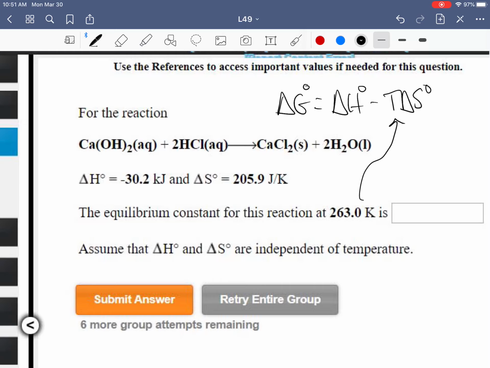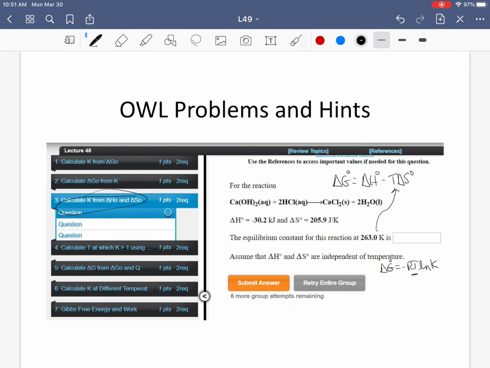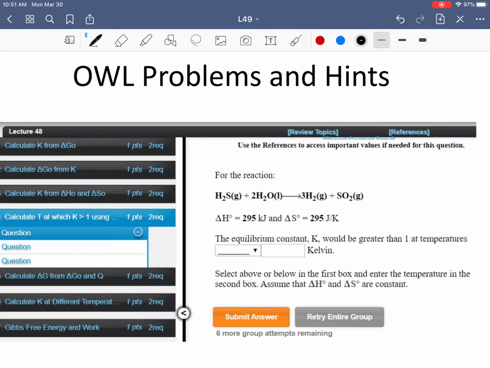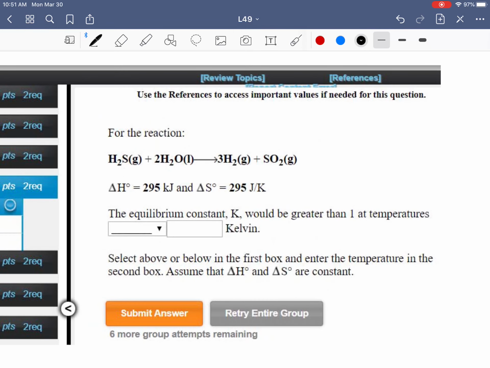And then once we know what delta G is, we can go back to this equation right here with our new temperature, and solve for K, and determine what K is once you have the delta G. So you're going to have to solve for that, just like we did before in the earlier problem. Okay, kind of going at it from a different angle there. All right, number 4, calculate at which temperature the equilibrium constant is greater than 1. So that's what we're going to look at in this problem right here.